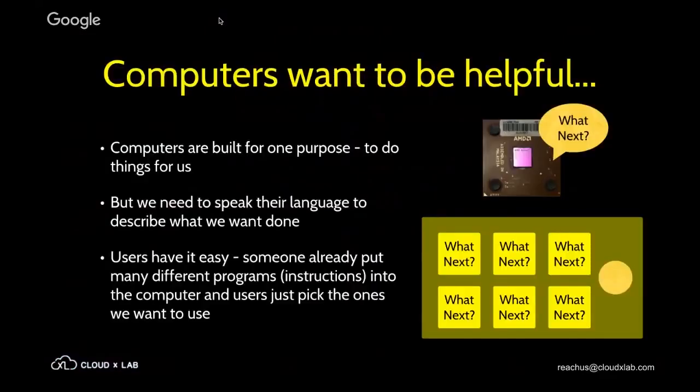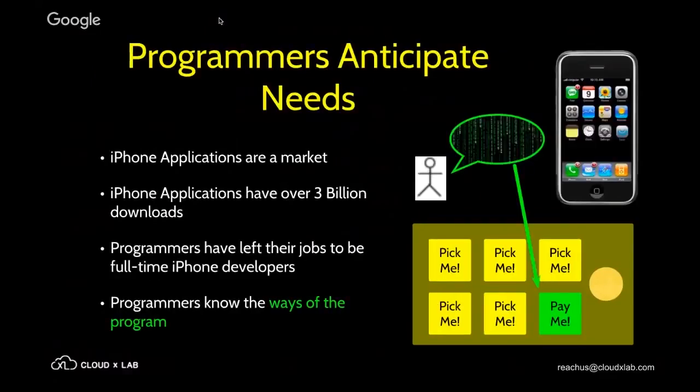All right. So computers want to be helpful. Computers are built on purpose to do things for us. But we need to speak to the computers by way of a programming language to describe what needs to be done. So we keep on telling the computer what to do next, what to do next, and we need to describe that part. And that's what computing is about. That's what programming is about.